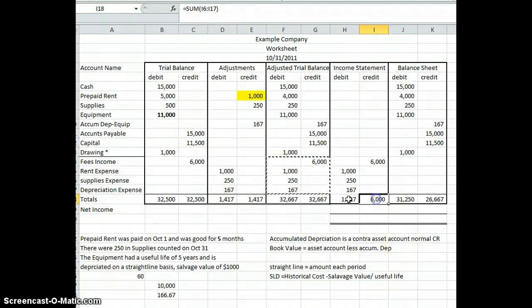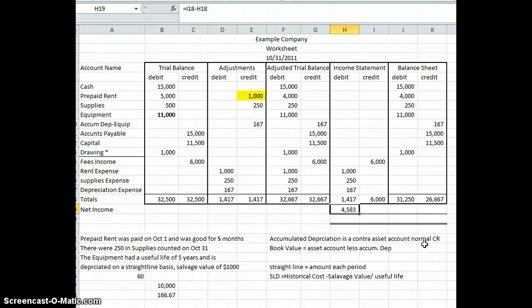I have 6,000 here and 1,417 here. But that's okay, because if you look at it, $6,000 is my fees income and this is my total expenses. If they were equal, I could never have net income. So what I'm going to do is say 6,000, my revenue, minus my expenses, just like I do on the income statement. This is shorthand for the income statement, gives me 4,583.